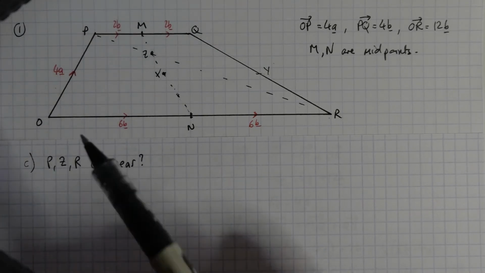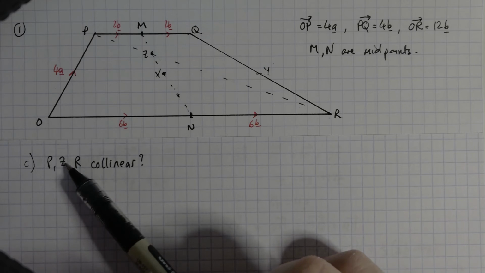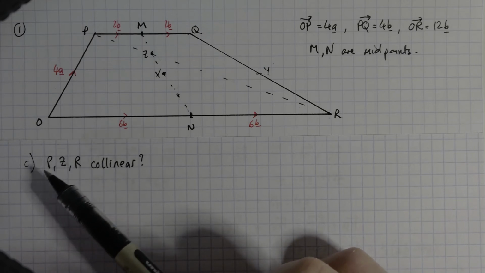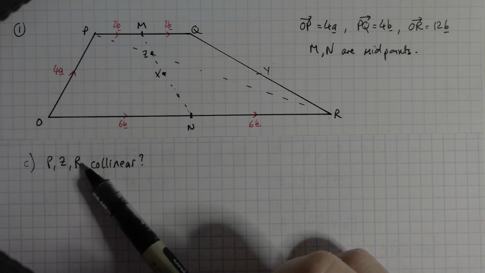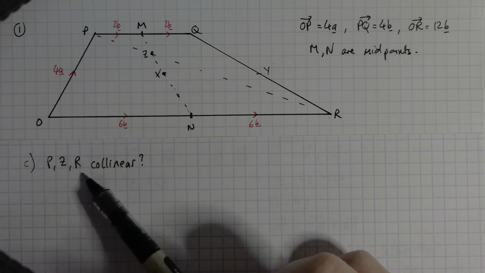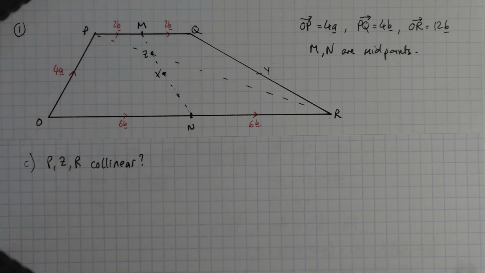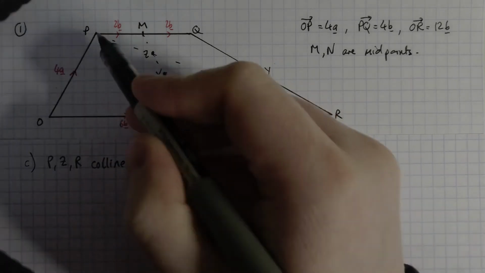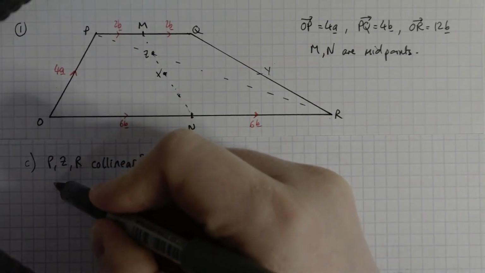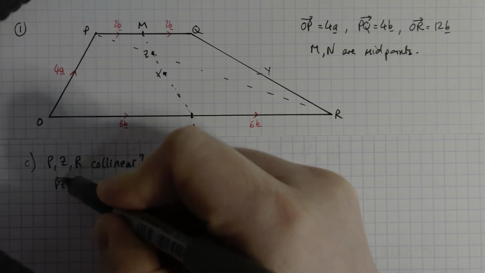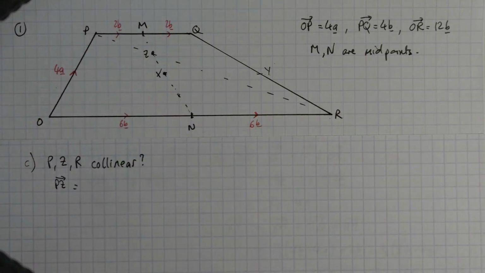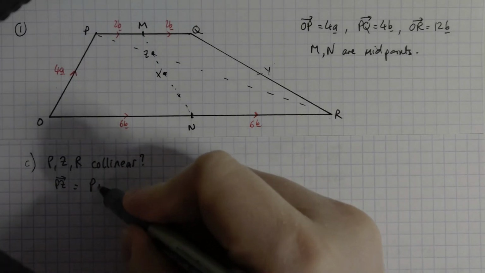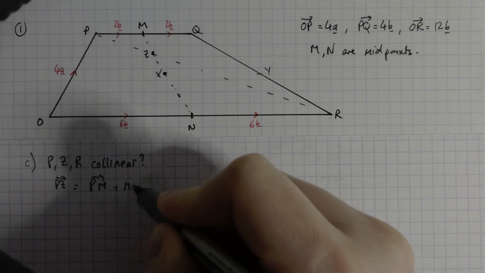You've got choices. You could work out PZ and ZR. You could work out PZ and PR. You could work out ZR and PR. Totally up to you, all right? Let's work out PZ. Okay, it looks like a little easy jump. So let's do PZ. To get from P to Z then, I think I'll go P to M and then M to Z.